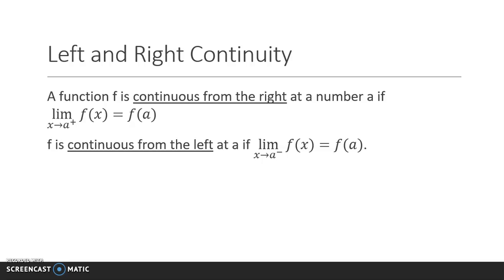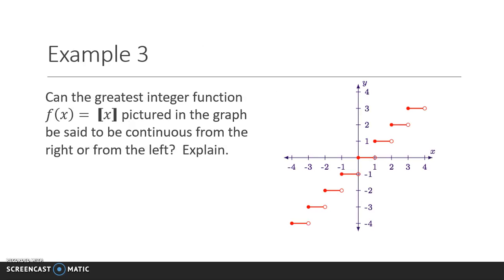Okay, so let's take a look at an example where we have to determine if something is continuous from the left or continuous from the right. In example 3, they're giving us the greatest integer function again, and they want to know if it can be said to be continuous from the left or the right, and we need to explain our reasoning. So take a look at this graph, decide if it's left or right, and then press play to check your answer.